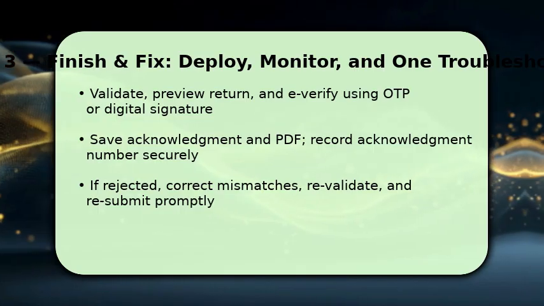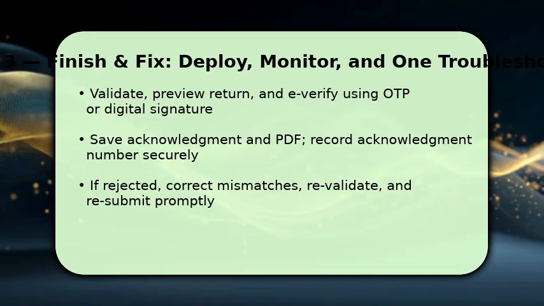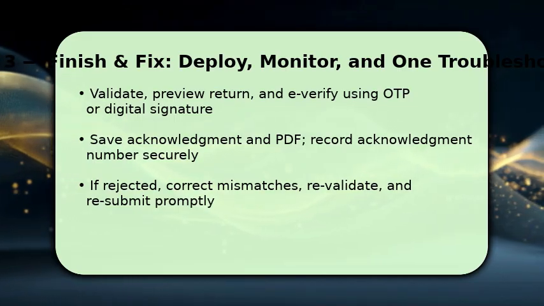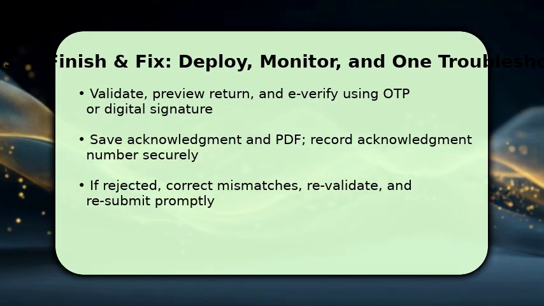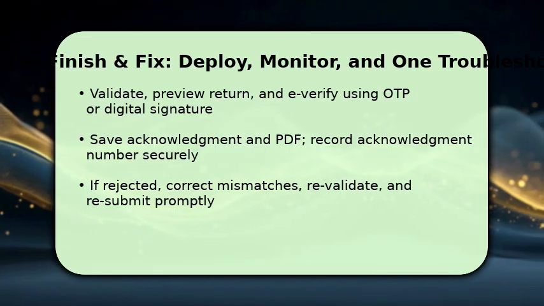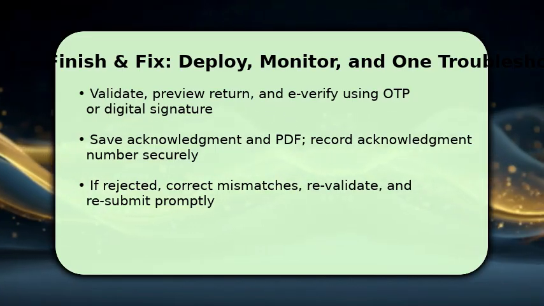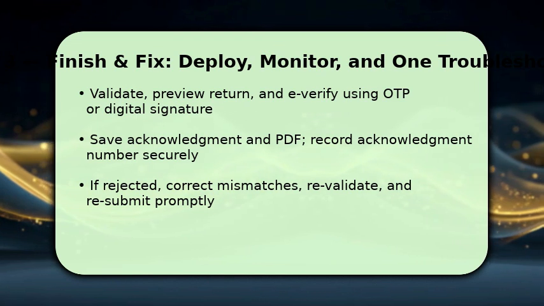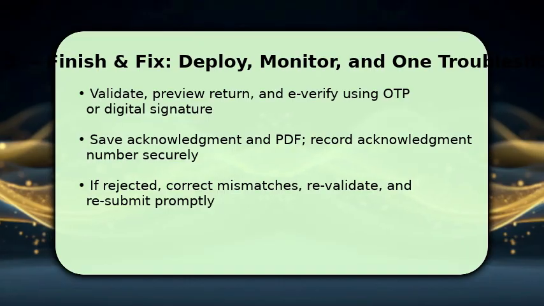Then e-verify using OTP, net banking, or a digital signature. Verification completes the filing. Save the PDF and note the acknowledgement number for your records. If the return is rejected, compare the portal error message with your inputs, correct name, ID, or bank mismatches, and resubmit immediately. A common fix is re-verifying PAN spelling or bank IFSC. Address that first.